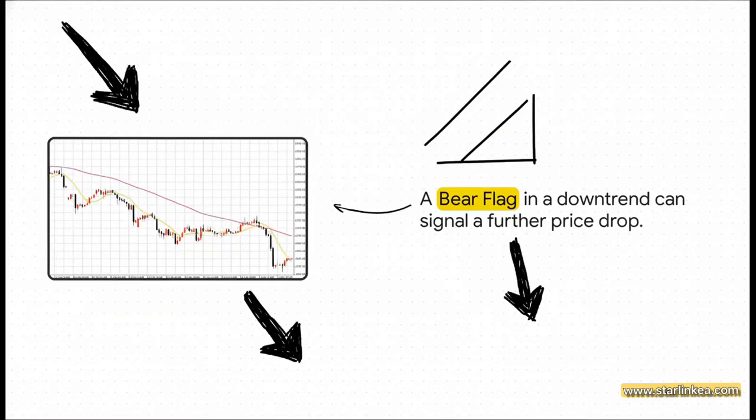And on the flip side, in a downtrend, you get a bear flag. It's the same idea. After a sharp drop, the price might bounce a little or just trade sideways. But this pattern is a strong suggestion that this pause is only temporary and that the downward momentum is very likely to start up again.